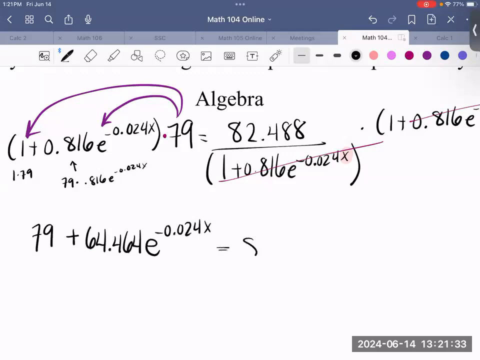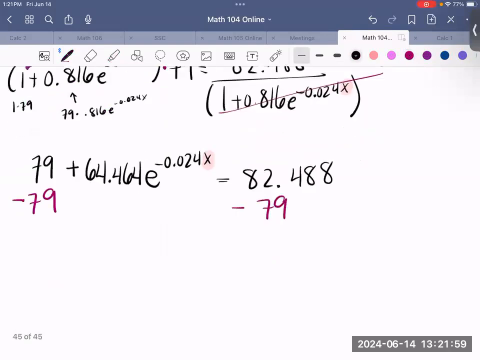We're just multiplying those coefficients out front. You still have an 82.488 on the other side. Now keep in mind, we are trying to get this x to stand alone. So what's the next easiest thing that we can do? It is not going to be division. Always save division for the very end. Instead, let's go ahead and subtract 79 from both sides. Get 64.46 more, and we can go ahead and do that subtraction.